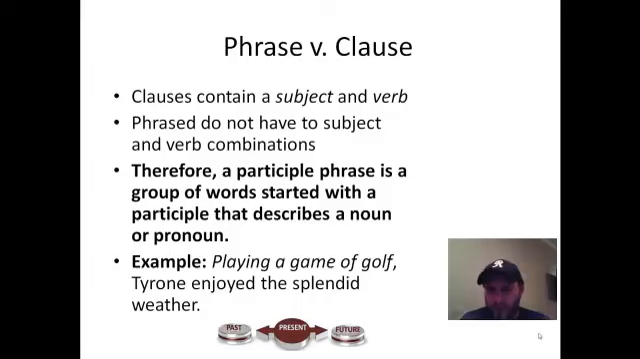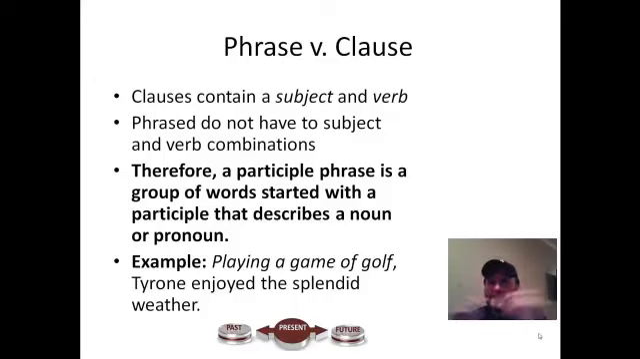So if you're thinking about this, a participle phrase is a group of words, we've got the definition there in bold, started with a participle that describes a noun or pronoun. As we said earlier in the video, participles were actually used as adjectives. They were nouns, or verbs rather, that were changed into adjectives to describe. Well, if you know anything about grammar, parts of speech, you know that adjectives always describe nouns or pronouns, right? Whereas adverbs describe verbs, adverbs, and adjectives. Adjectives always describe nouns and pronouns.